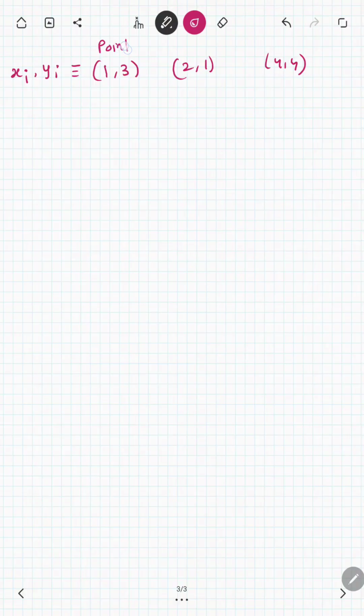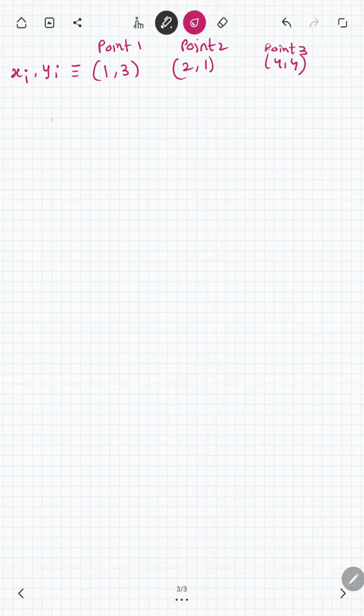Video, let's try to find the best fit for the given data. Okay, so let's say you have the data as 1 comma 3, 2 comma 1 and 4 comma 4. So these points are in general of the form xi comma yi. So these are the 3 points. This is point 1, this is point 2, and this is data point 3. So we have 3 data points.